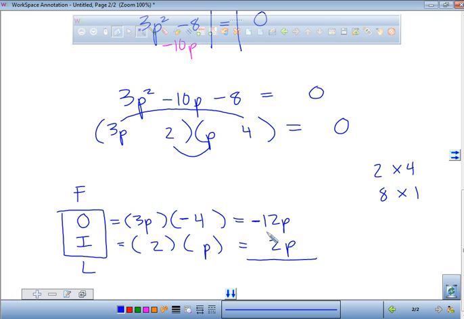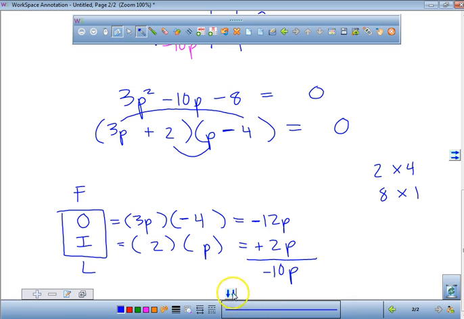I heard you over there, Sam. Good job. And this has to be the what? The plus. So when you add these together, you get a negative 10p. Now that we've met these conditions, put a minus 4 here and put a plus 2 right there.